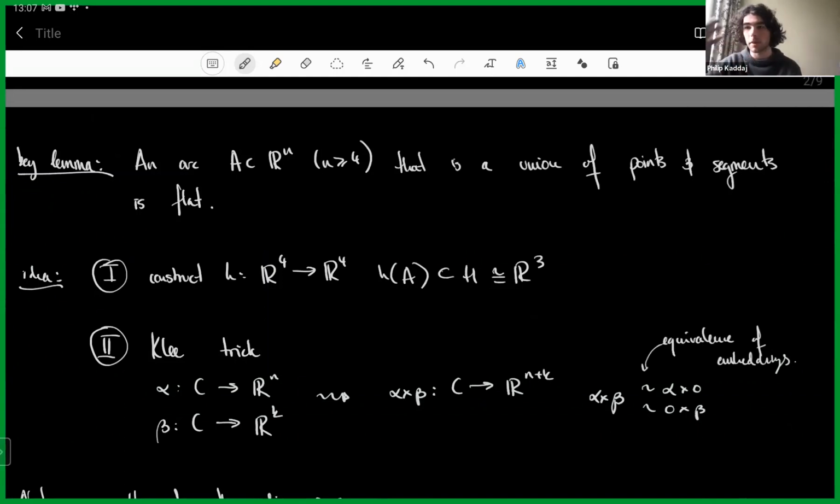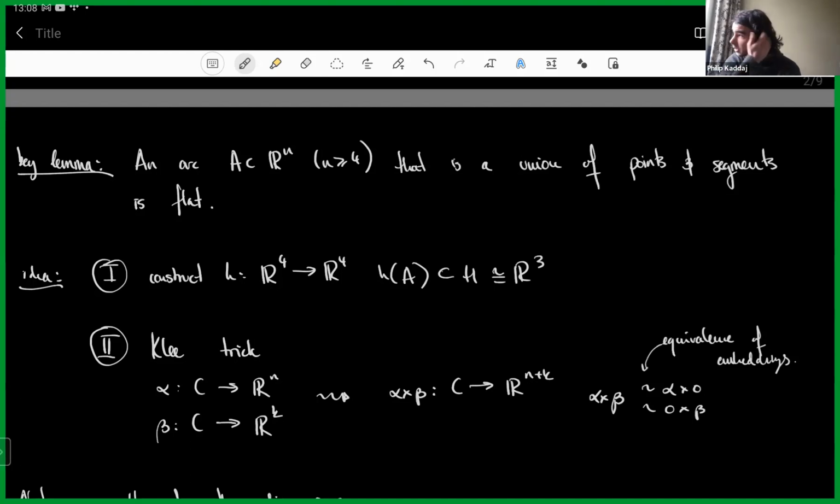And the two main ideas. One is to construct a homeomorphism R4 to R4 such that it takes A into some three-dimensional subspace, and then we apply the Klee trick. So we have an arc lying in some three-dimensional subset of R4, and then we can find a homeomorphism which makes it flat in R4, not in R3 but in R4.